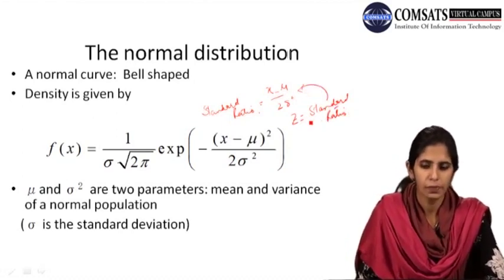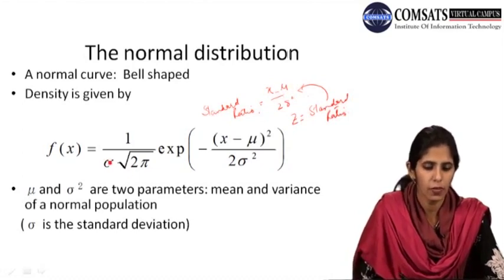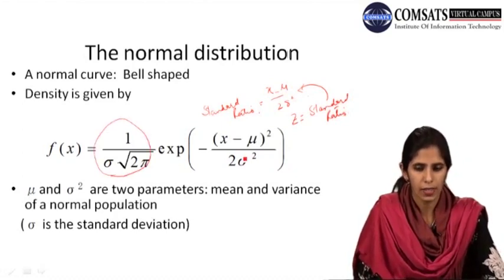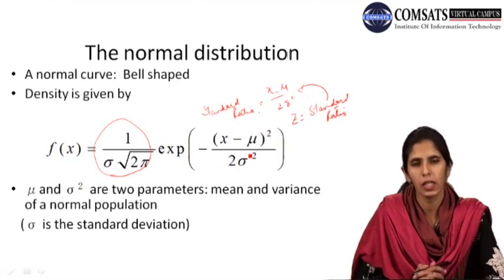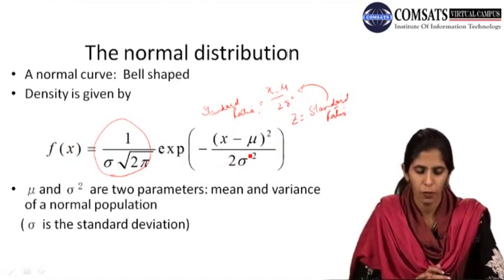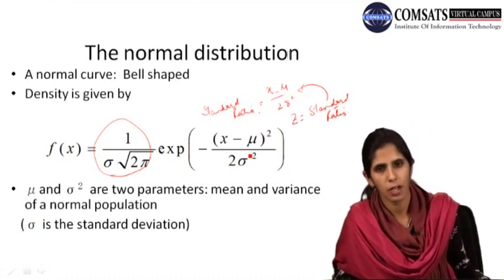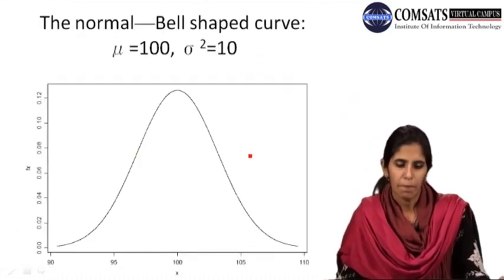So in that case, we talk about that if this function remains constant, then the entire value of z is determined by this standard ratio, where mu and sigma square are two parameters of determining the curve, which are the mean and variance respectively of the normal population, where sigma stands for the standard deviation and sigma square is equal to the variance.